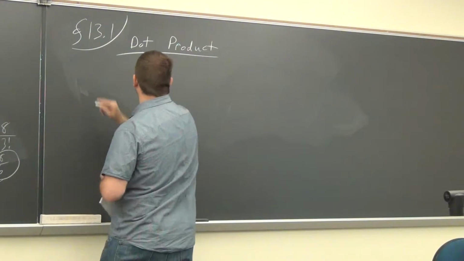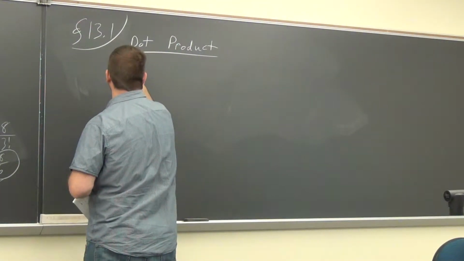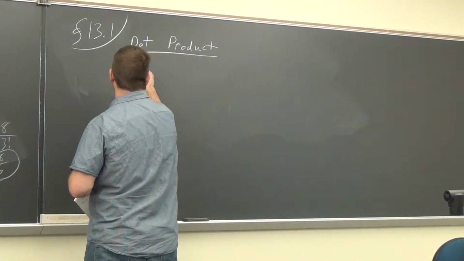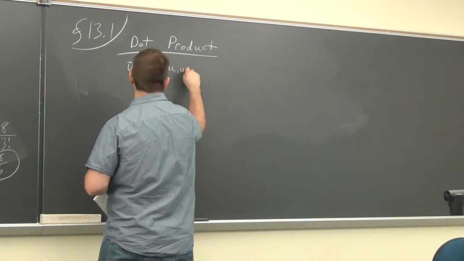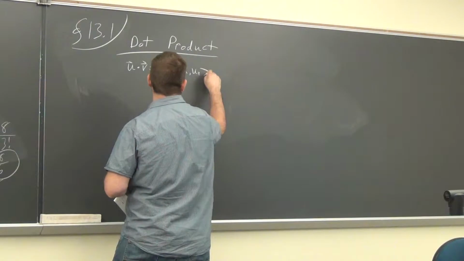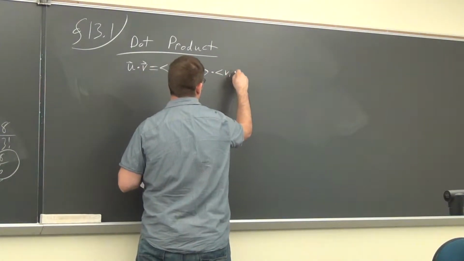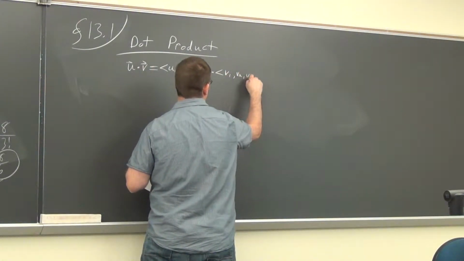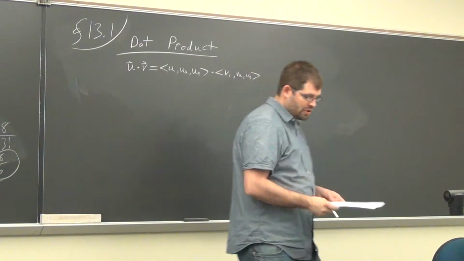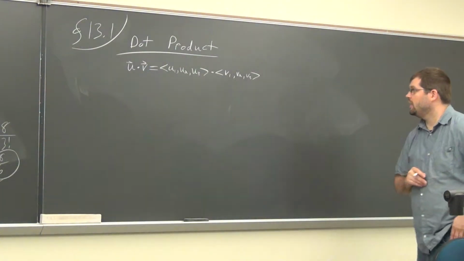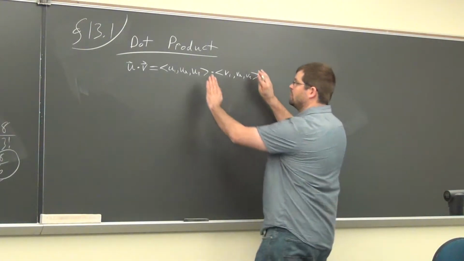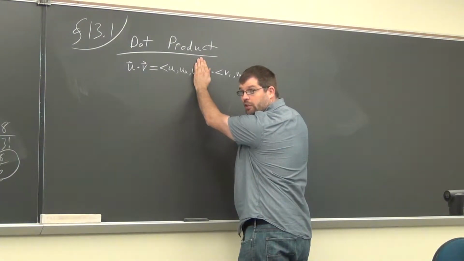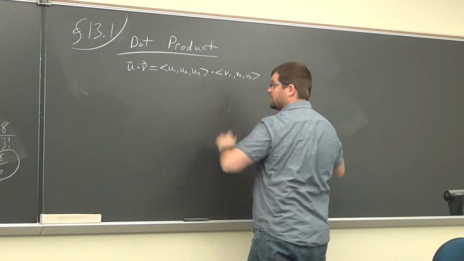So let's just recall a couple things. The dot product of two vectors. Let me just assume I have vectors like this. Okay, so I've got vectors u and v, and u is u1, u2, u3, v is v1, v2, v3. If these are two-dimensional vectors, I just ignore the u3 and the v3. The same formula holds. You just skip those things.